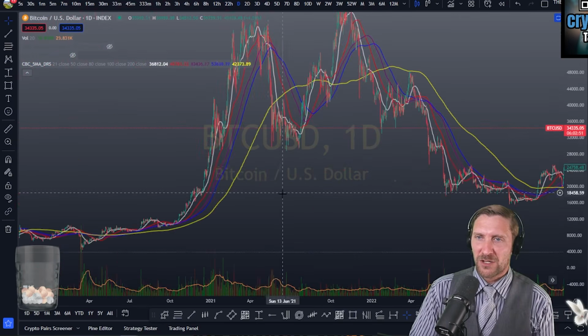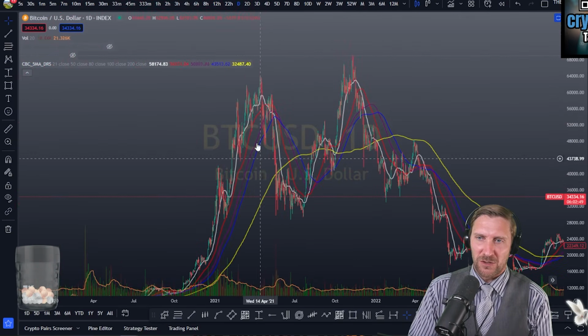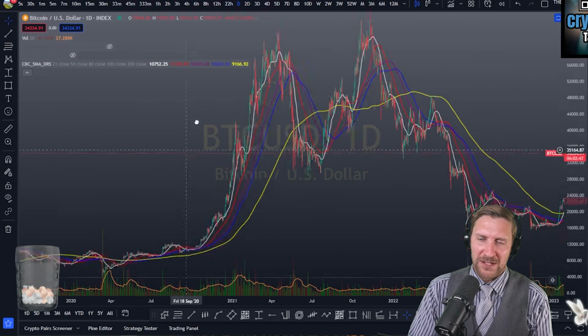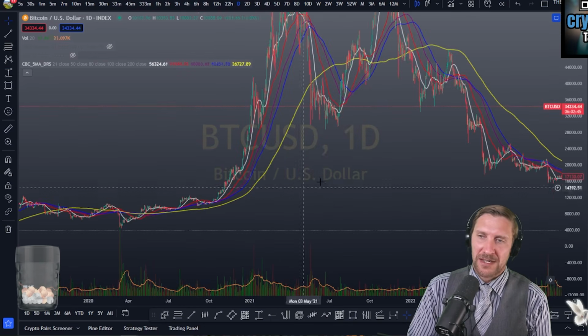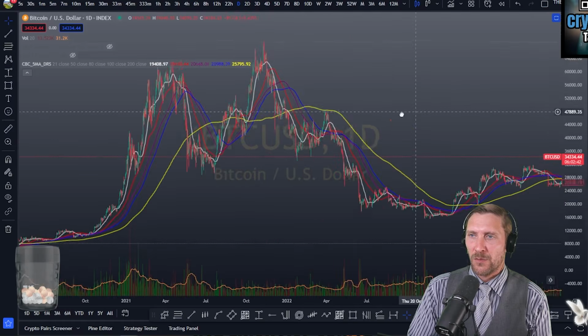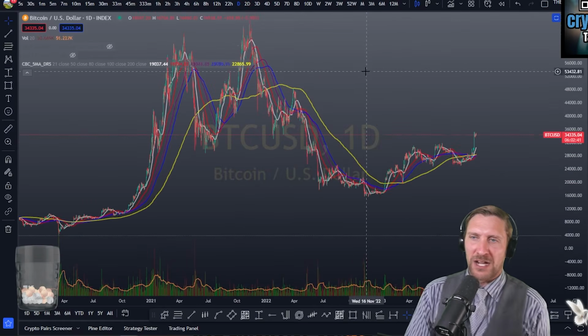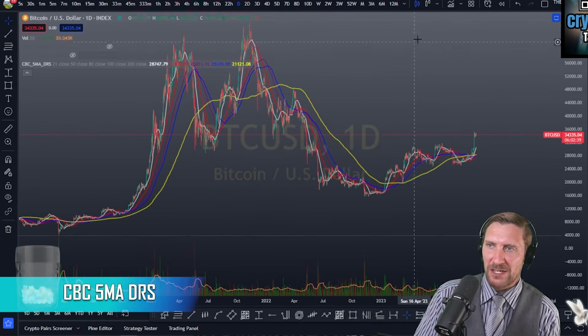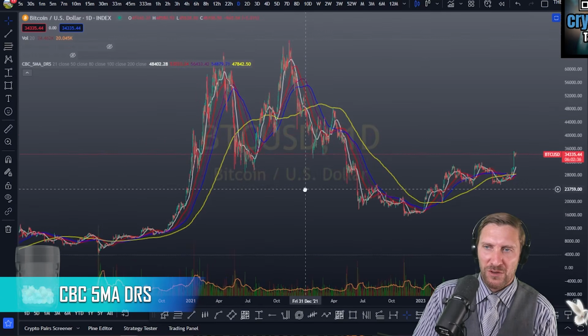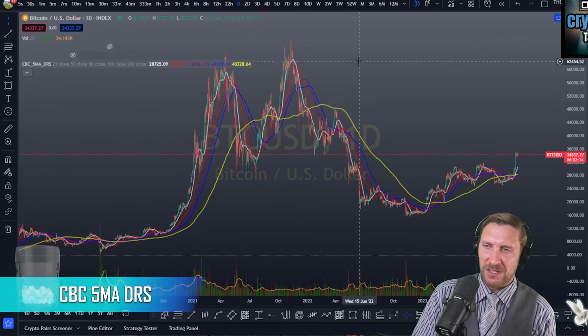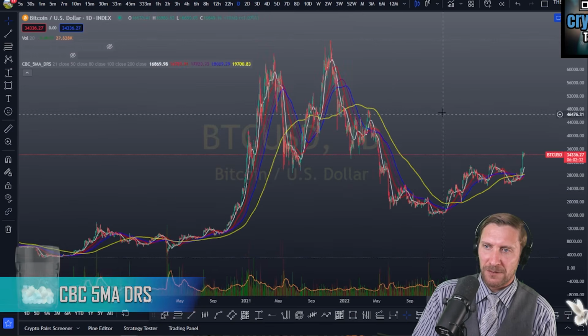Another thing about the moving averages is when they're far apart, it tells me things are struggling. Whenever I see the 21 really far away, it tells me to watch out. Whenever I see them close, it tells me I should start to accumulate. But again, this is the first indicator which I add. It's CBC 5MA DRS, all right? It's 5 moving averages in these colors, in this exact color format, all right?